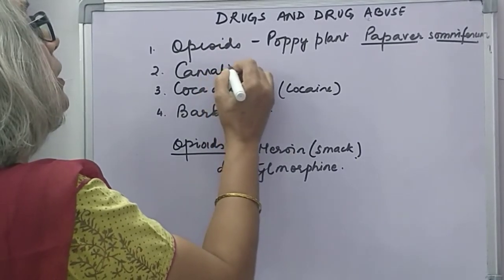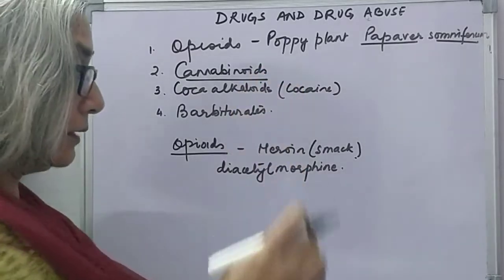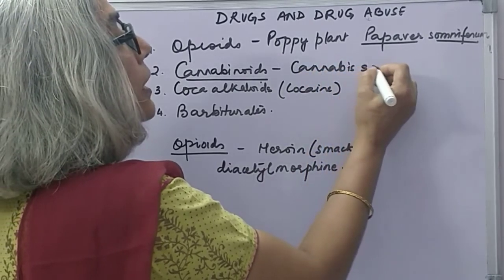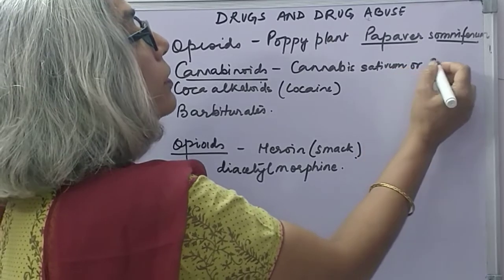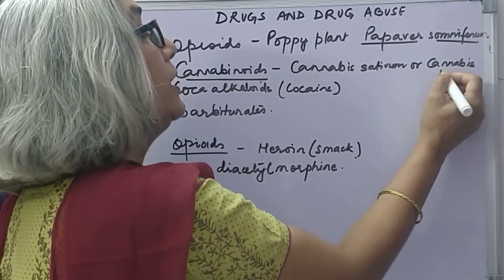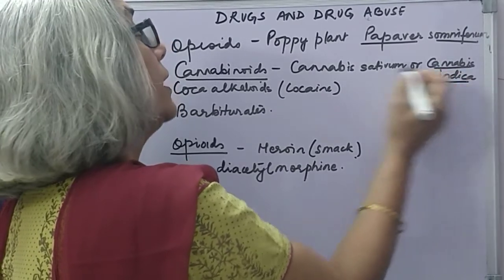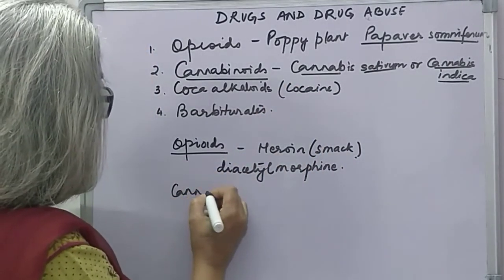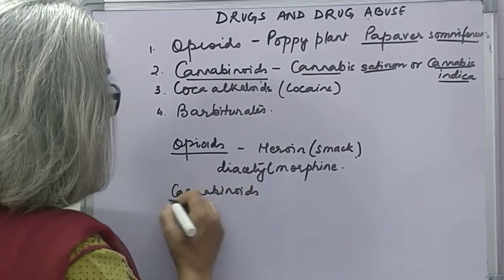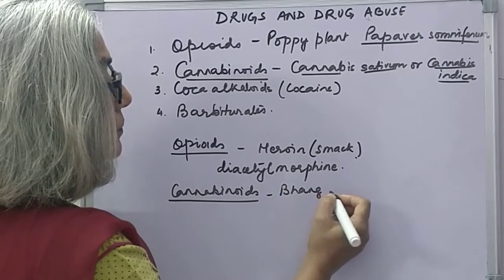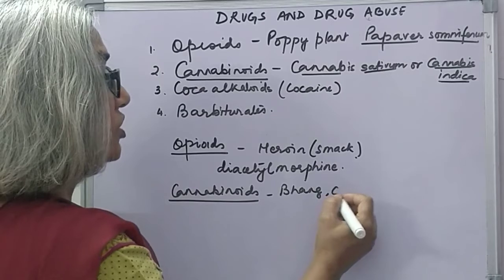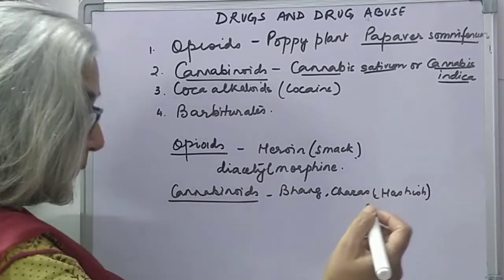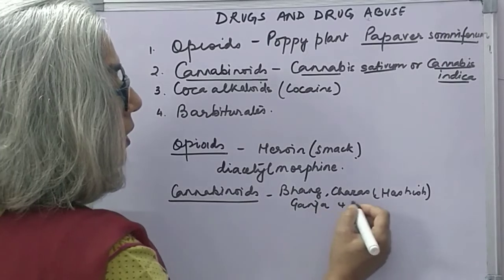Then the second group of drugs are cannabinoids. They are obtained from Cannabis sativa or Cannabis indica, the plant from which they are obtained. Cannabis is the genus, sativa and indica the species, and these cannabinoids are bhang, charas, also called hashish, and ganja and marijuana.